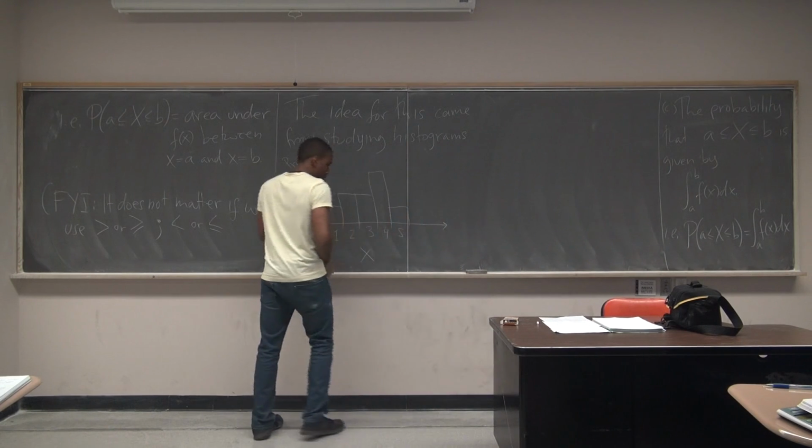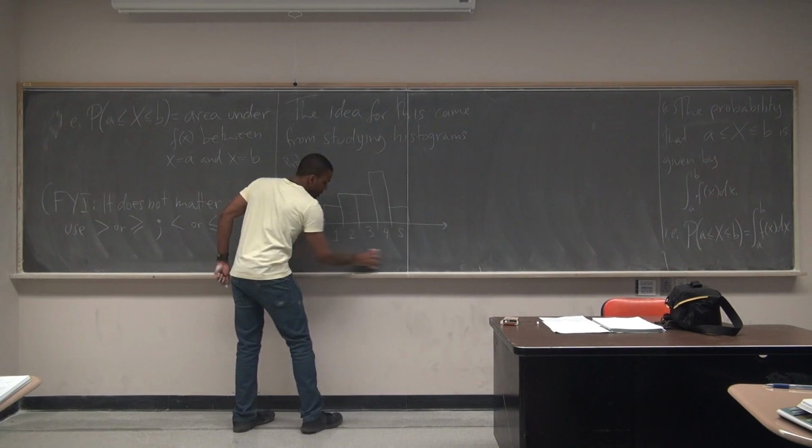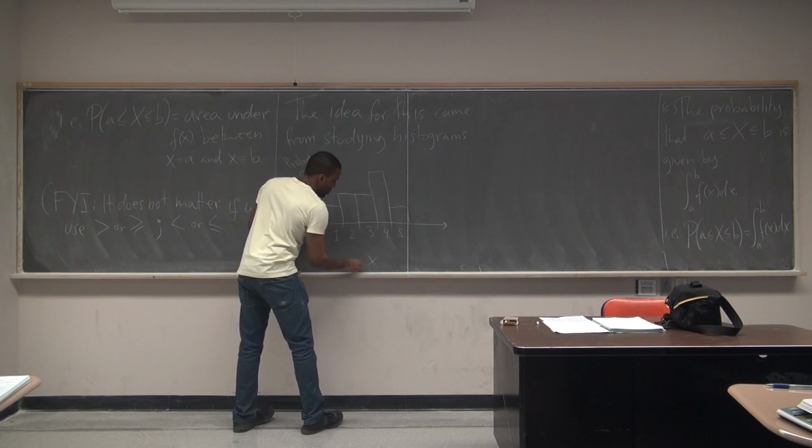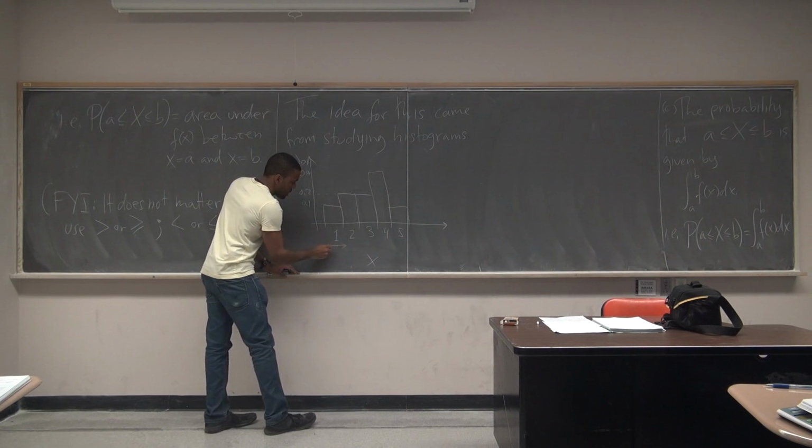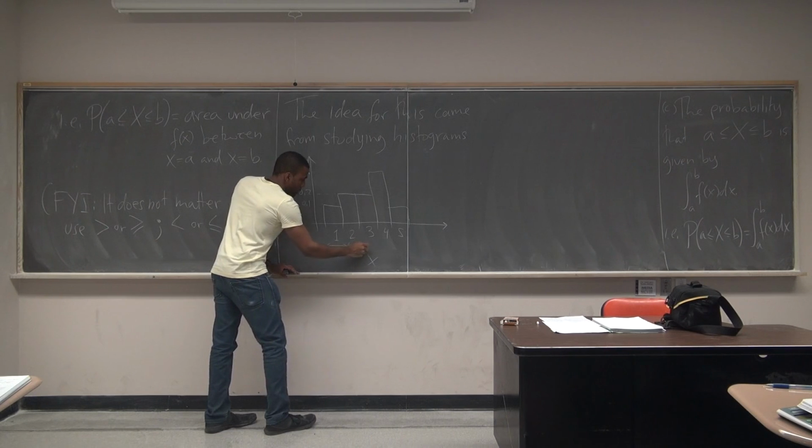Now the idea is the widths don't change when you're talking about probabilities. So you can sort of just make it a unit where this length here is 1, right? The length of each rectangle is 1.